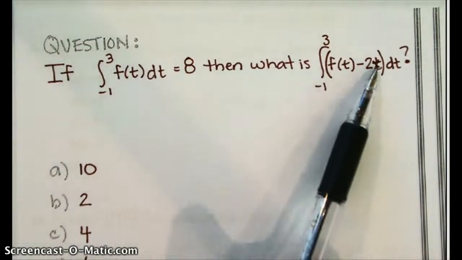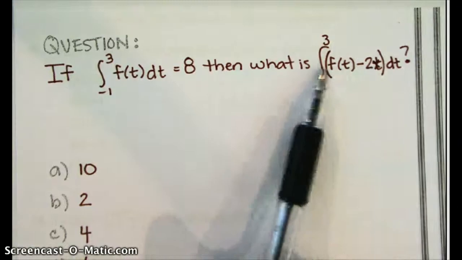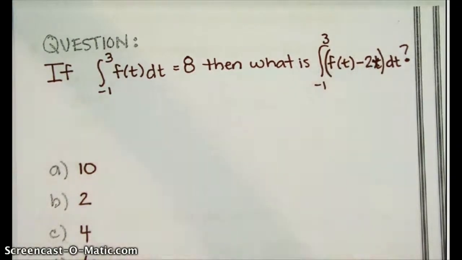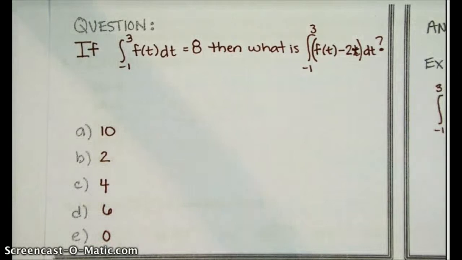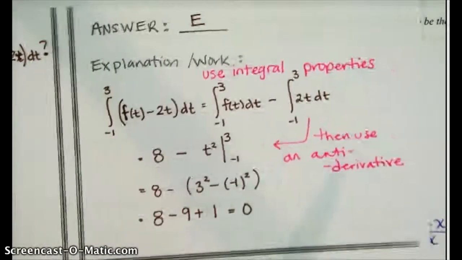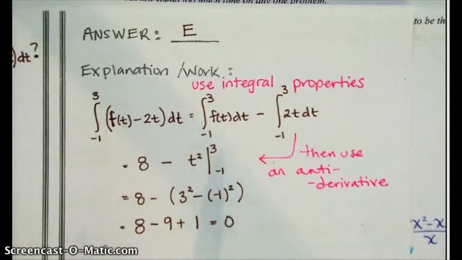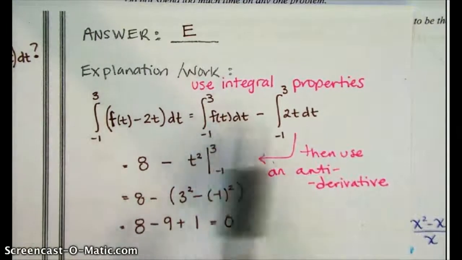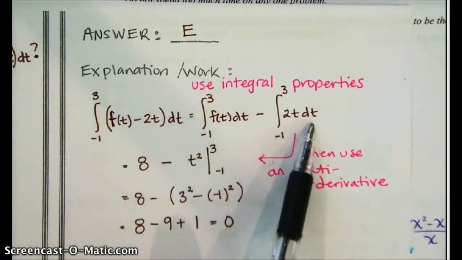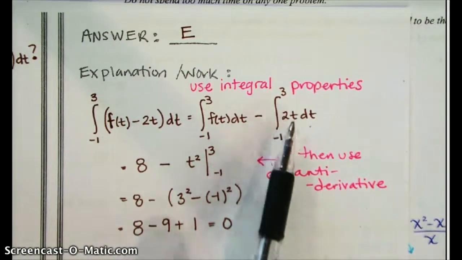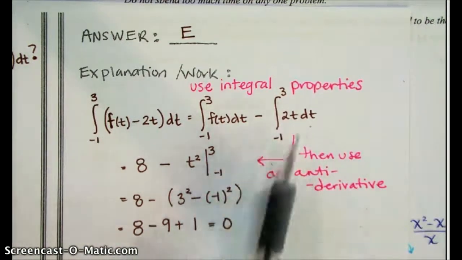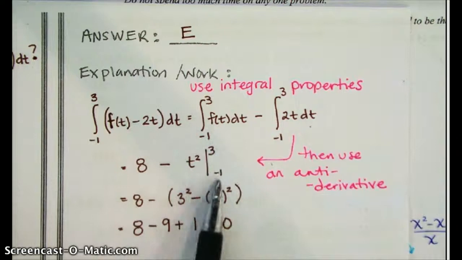And this is a t right here at the end, so it's f of t minus 2t dt. And the correct answer is E. Again, you use integral properties to split the integral, and then you need to take an antiderivative. This time, this is less easy to evaluate by area. So if you just take an antiderivative, you can still evaluate that at 3 and at -1.